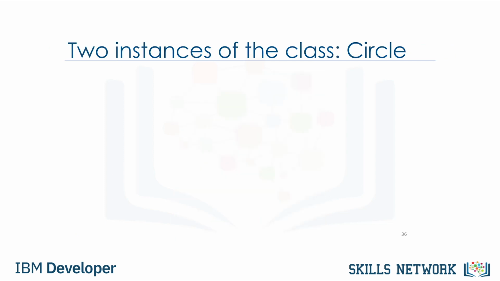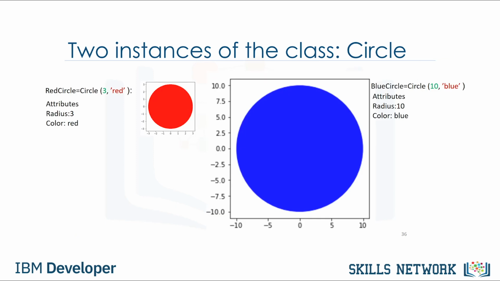In summary, we have created an object of class circle called redCircle with a radius attribute of 3 and a color attribute of red. We also created an object of class circle called blueCircle with a radius attribute of 10 and a color attribute of blue.